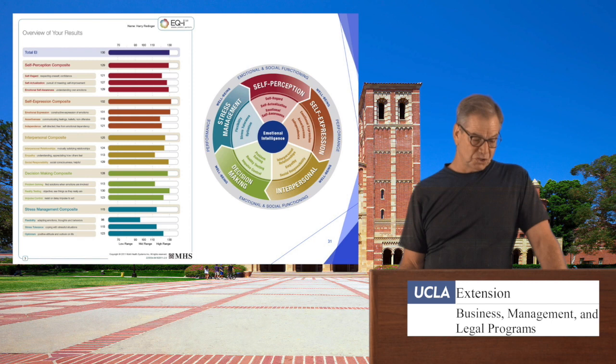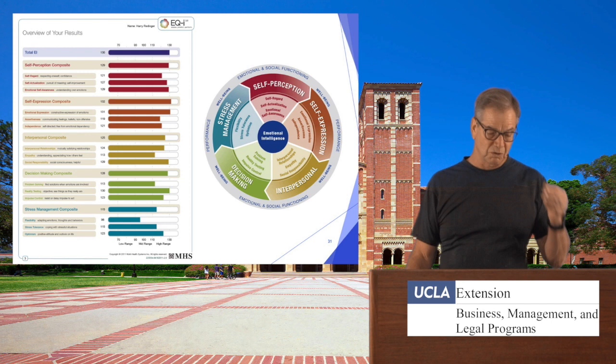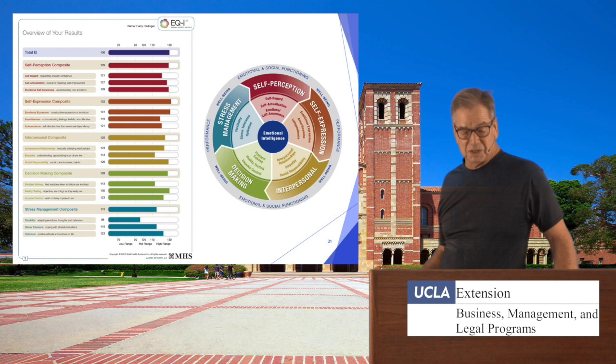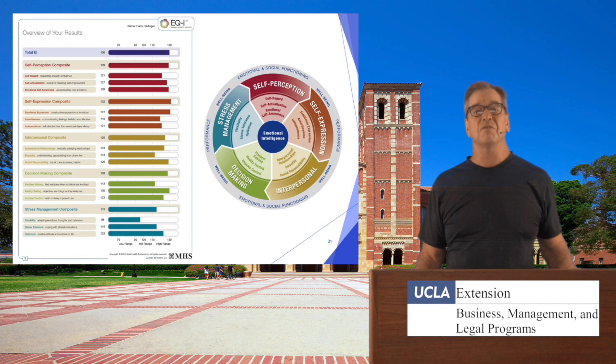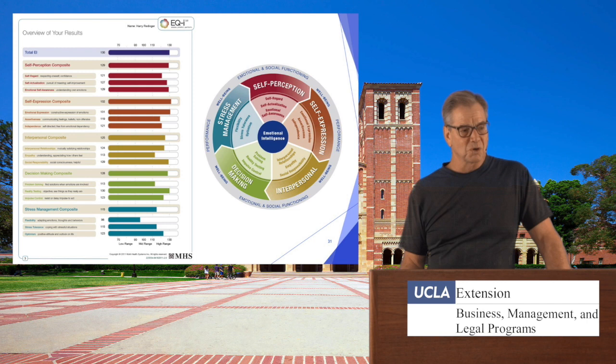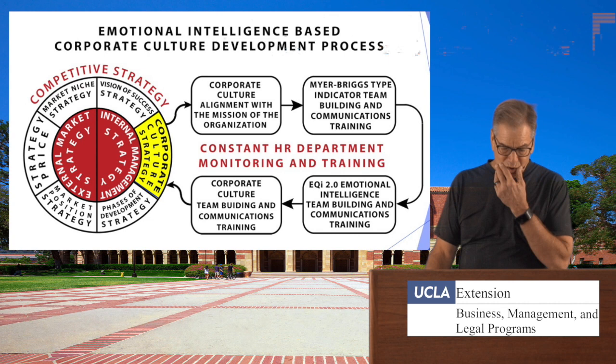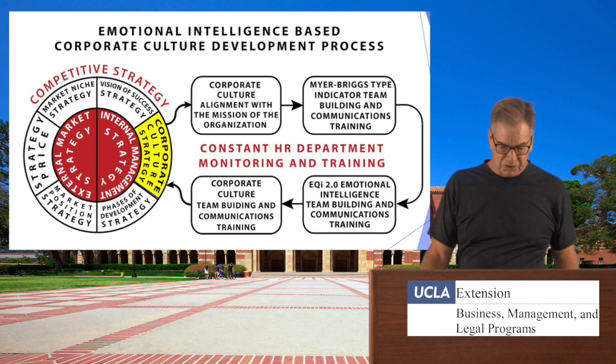I encourage people to take the EQ-i 2.0 emotional intelligence instrument, because this lets you know what areas of your behavior you should start working on. The stronger you are on these scales, the more likely you are to be successful in starting a business or whatever you do. It's really a panacea solution to a whole lot of organizational and personal problems that just tend to start to fix when we practice this stuff. So let's talk about how we can implement an emotional intelligence-based corporate culture in the organization.